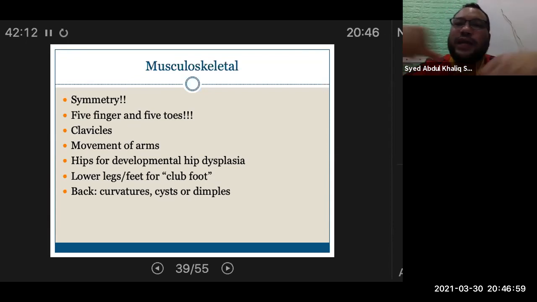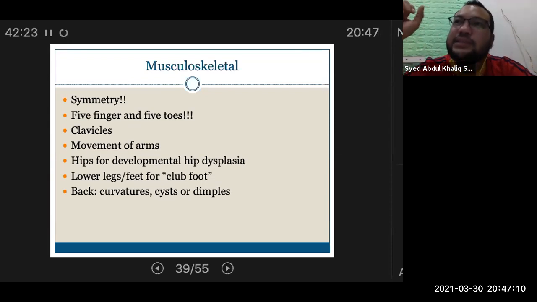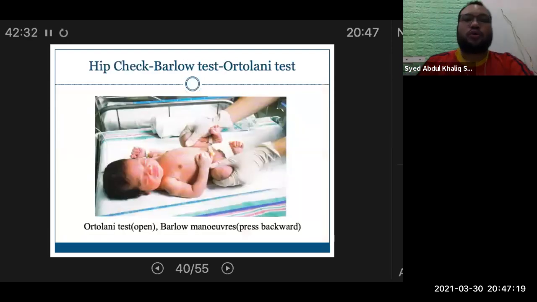By doing the Ortolani and Barlow test, and then whether there's any clubfoot, congenital talipes equinovarus, and look for curvature, cyst, sacral dimple. Sometimes sacral dimple is a sign of sacral agenesis or spina bifida. Ortolani and Barlow: Ortolani, basically you try to open, and Barlow you close and press backward. We'll do Ortolani and Barlow test tomorrow.